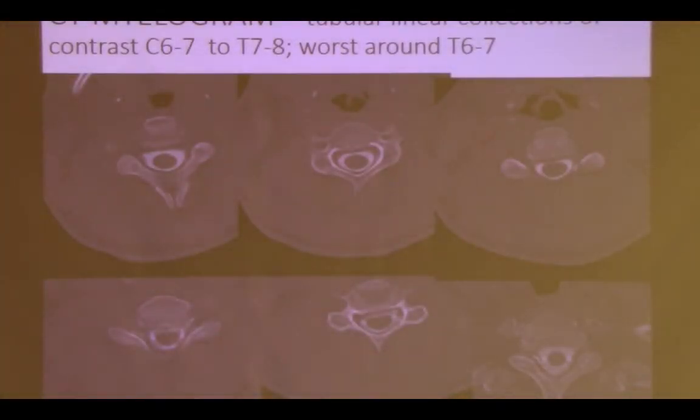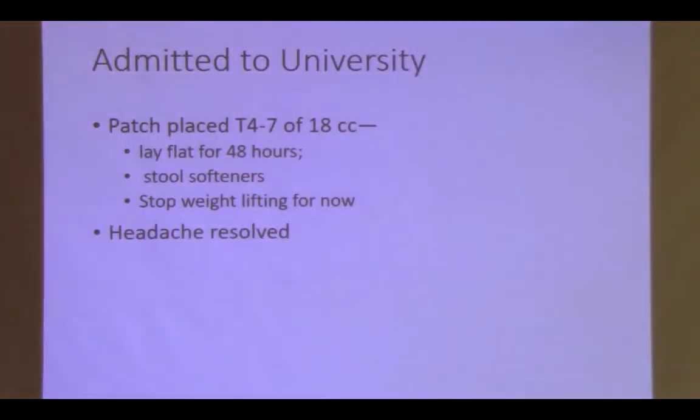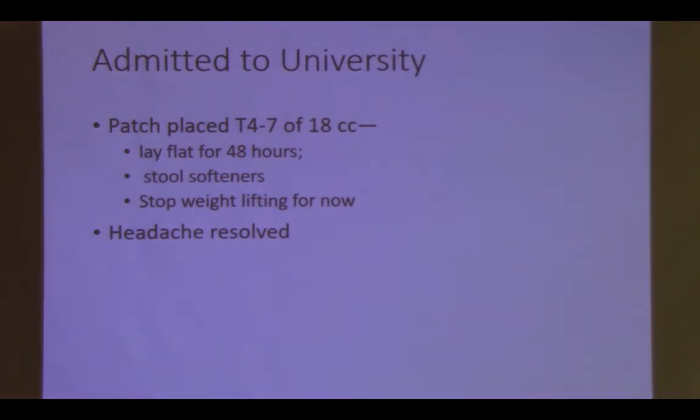We had to do a myelogram. A myelogram is where you put a dye into the spinal fluid column to look for where the leak is. And you could see he had a leak that occurred here, and we could see the leak. So we knew where the leak was so that we could patch the leak right where it was. And then they patched the leak. He laid flat for 48 hours, and his headache went away.